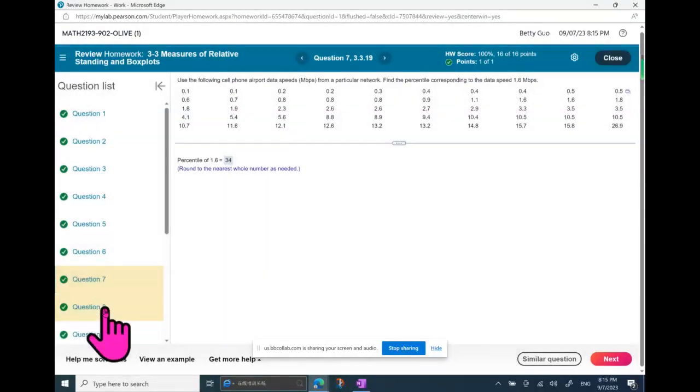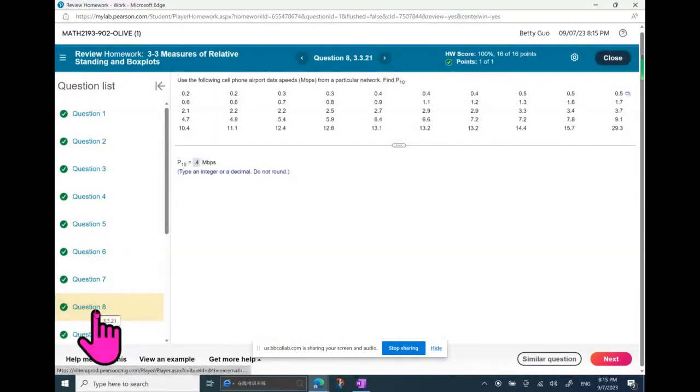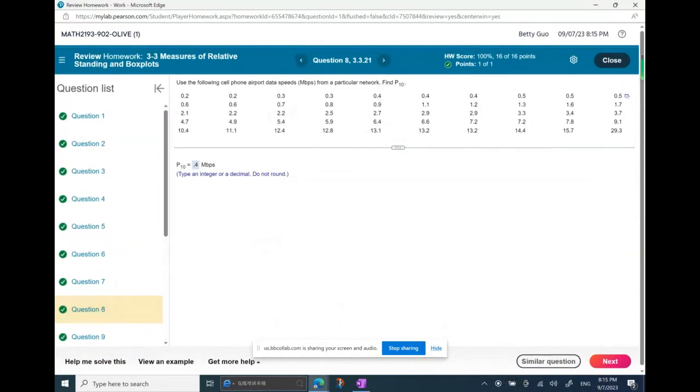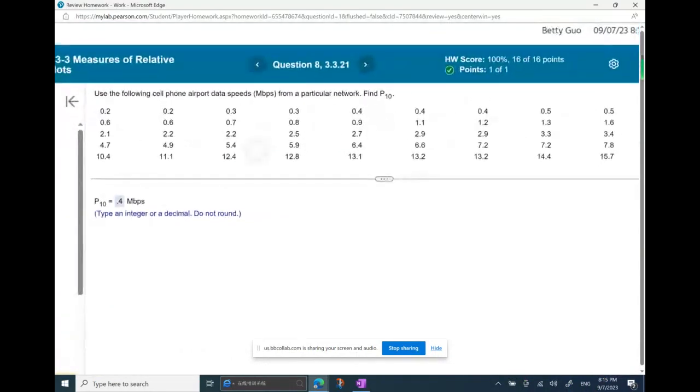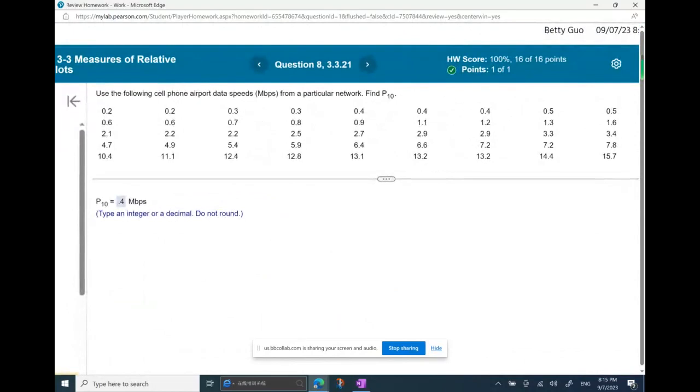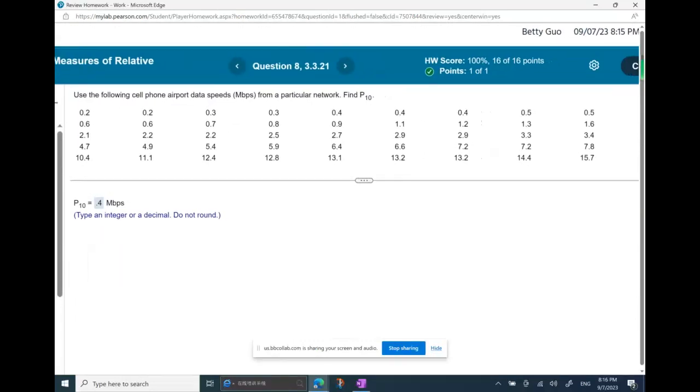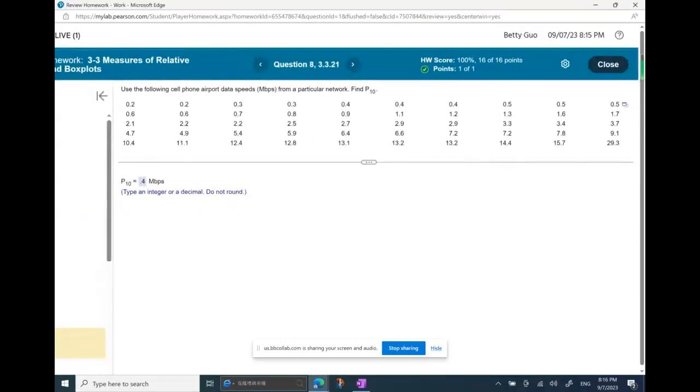Number 7 is the same with the number 6. Number 8, yeah, this one is giving you a data set. Let's see how many values there are. 1, 2, 3, 4, 5, 6, 7, 8, 9, 10. Yeah, 1, 2, 3, 4, 5. 50 again. So 50 values again.